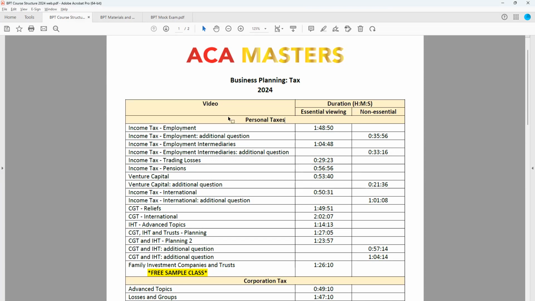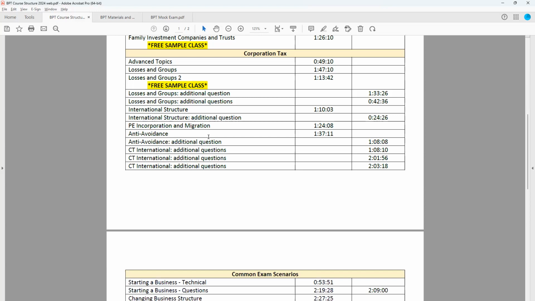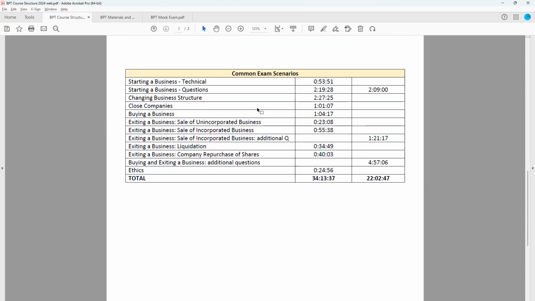It can be broken down into personal taxes, so income tax, CGT and IHT, corporation tax, looking at both UK and international aspects, and then the common exam scenarios that come up time and time again in the BPT exam, like tax issues when starting a business or changing business structure and then exiting a business.